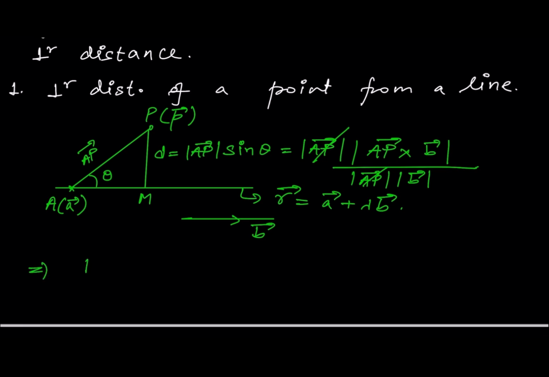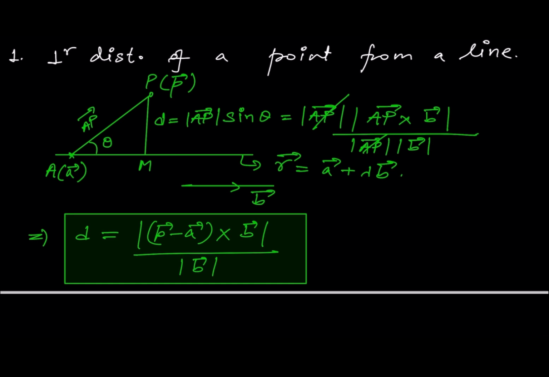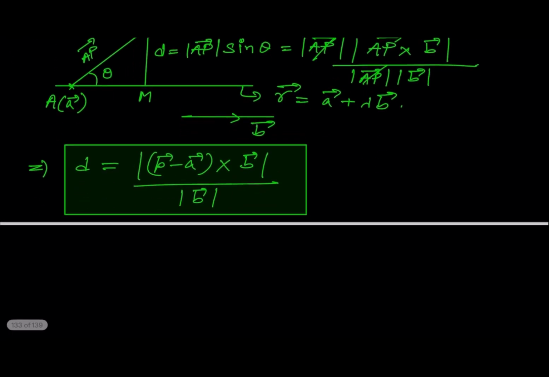So this D is nothing but mod of AP vector, which is P vector minus A vector, cross P vector, on mod of P vector. So this is the required distance. Now the second one is the perpendicular distance between two parallel lines.